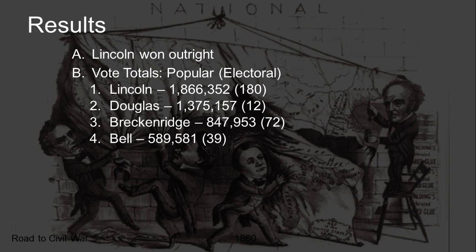He really only needed 152. Stephen Douglas came in second in the popular vote, but look, he only gets 12 electoral votes. John Breckinridge, the Southern Democrat, got 800,000 popular votes, only 72 electoral votes, and John Bell, with just over 500,000 popular votes, only gets 39 electoral votes.